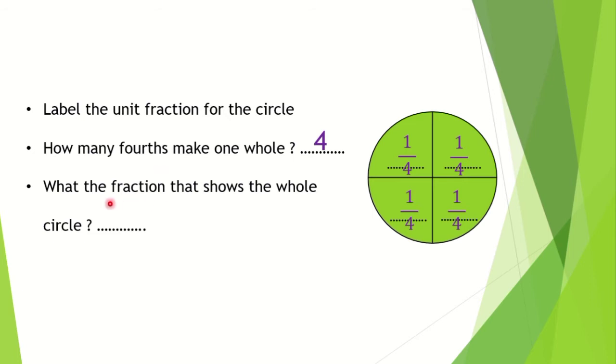Okay. What's the fraction that shows the whole circle? I need the colored parts up and all parts down. So in the numerator write what? 1, 2, 3, 4 colored. And in the denominator write all the parts. So 1, 2, 3, 4. So my fraction will be 4/4. 4/4 represents 1 whole.